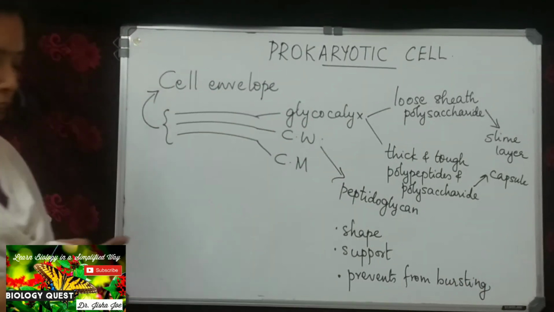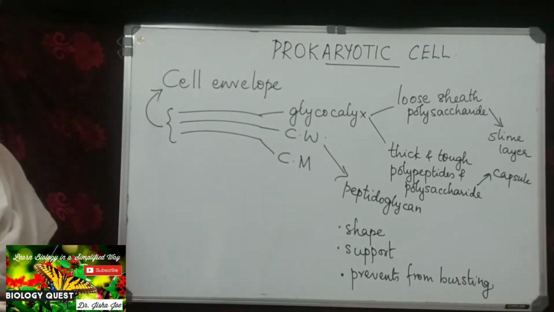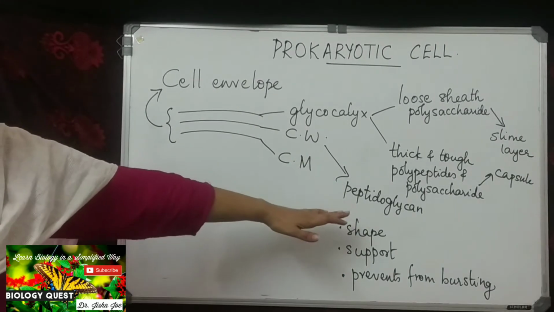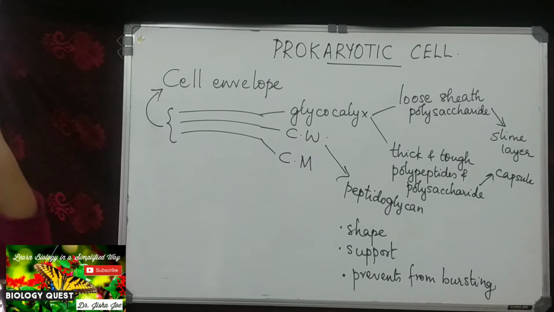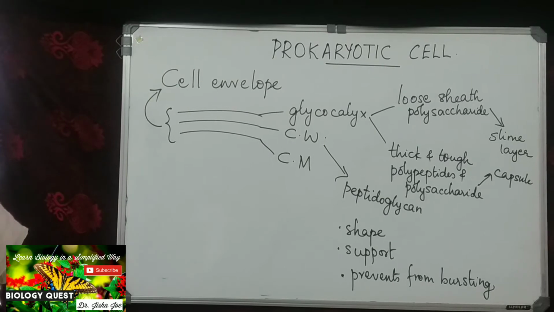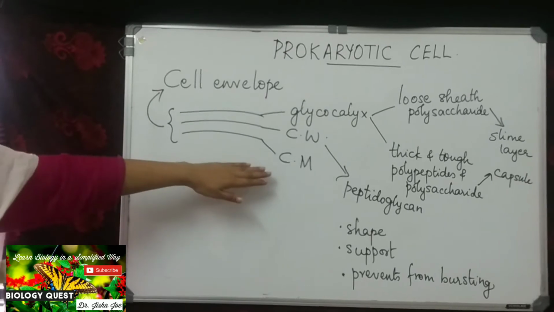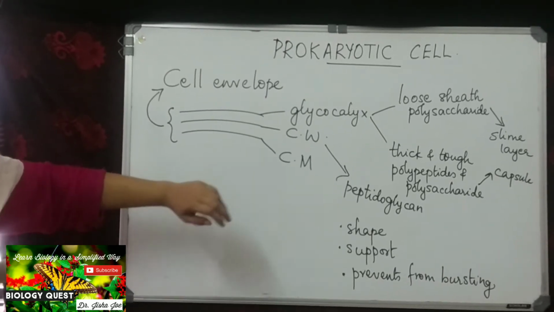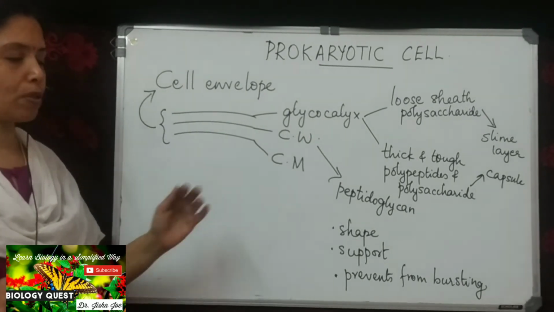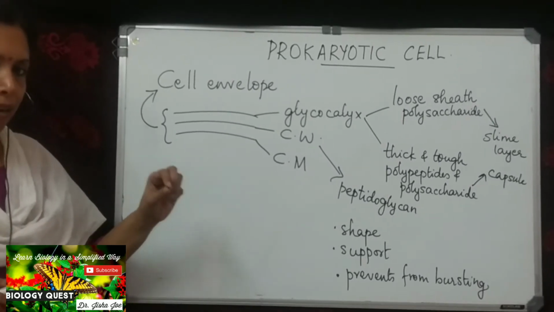The cell wall gives shape to the cell, gives structural support to the cell, and prevents the bacterial cell from bursting. So we have seen the cell wall is made of peptidoglycan. The cell wall is tough and rigid, and we have also seen the functions of the cell wall. Now, the innermost layer of the cell envelope is the cell membrane. Like the cell membrane of the eukaryotic cells, here also it is a semi-permeable membrane. We shall study more about it after a few minutes.